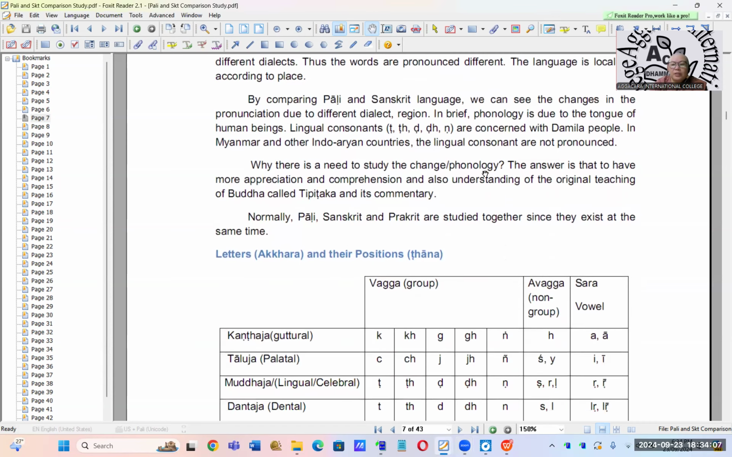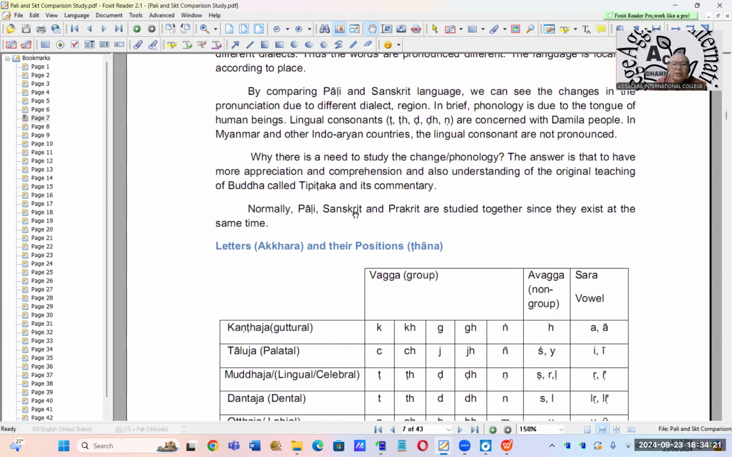So why do we need to study the changes and phonology? The answer is to have more appreciation and comprehension, and also to understand the original teaching of the Buddha, called Tipitaka, and the commentary. Normally we have to study Pali, Sanskrit, and Prakrit. Prakrit, if you remember, the Asoka pillar is actually written in the Prakrit language. In my master's, in the first year, I needed to study Prakrit, I also needed to study Sanskrit, and at that time I also needed to study Pali.